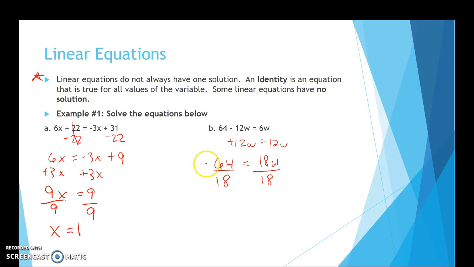Now, 64 divided by 18 is not going to give me a whole number, but if you divide the numerator and denominator by 2, 64 divided by 2 is going to give me 32, and 18 divided by 2 gives me 9. So 32 over 9 is going to be my w, and that'll be my answer. Make sure you circle your answers when you're solving in your bookwork.